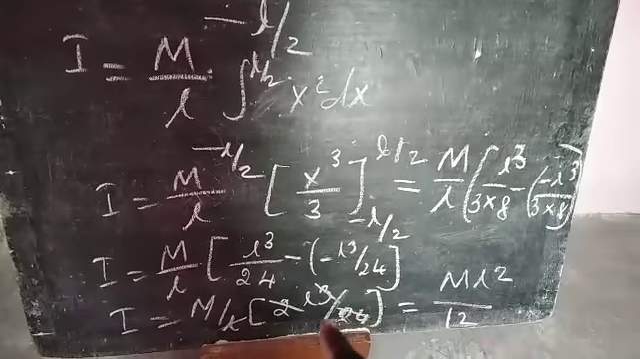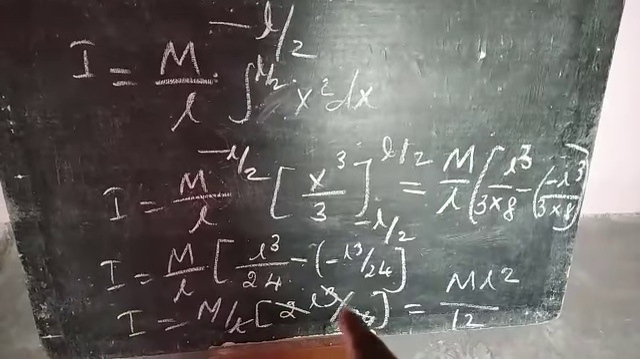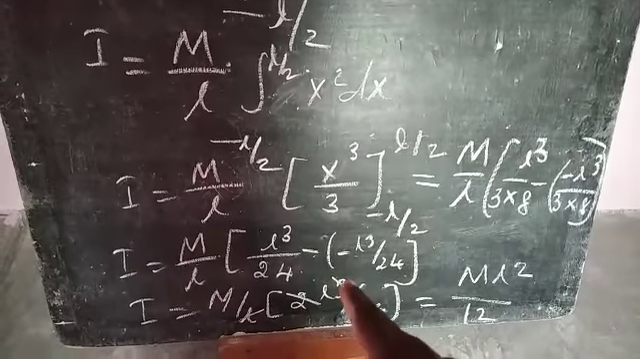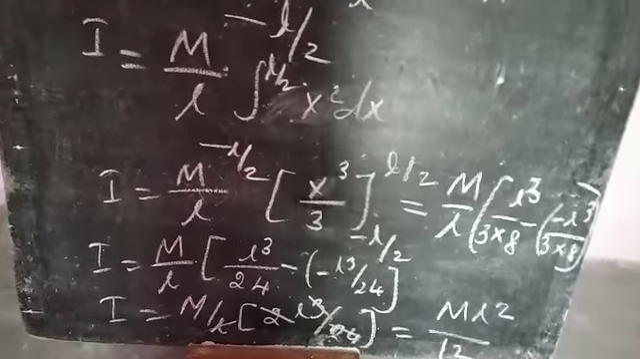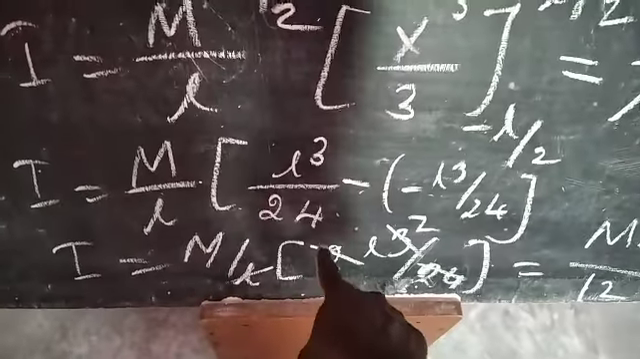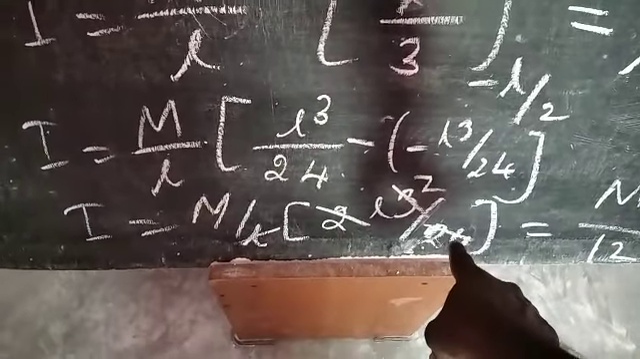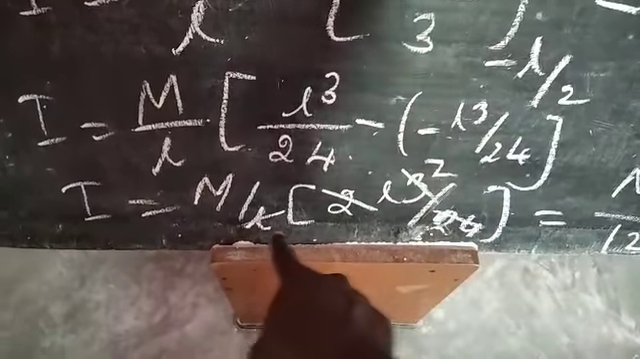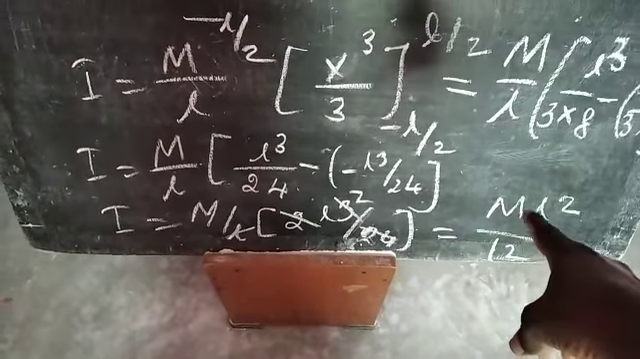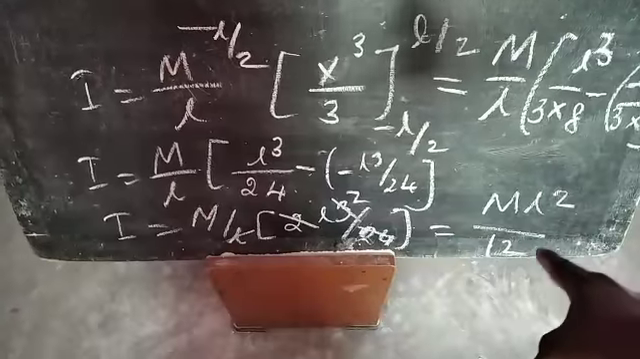Cancel this: 2 ones are 2, 12 twos are 24. Here L cube, here L, so L cancels with L cube, leaving L square. So the moment of inertia of the rod I is equal to m L square by 12.